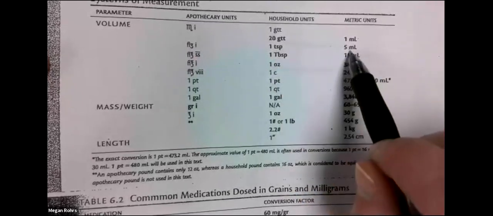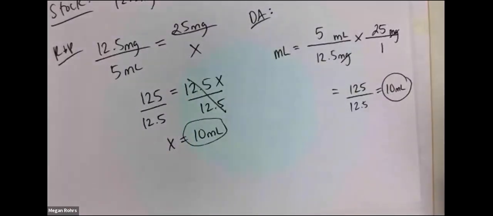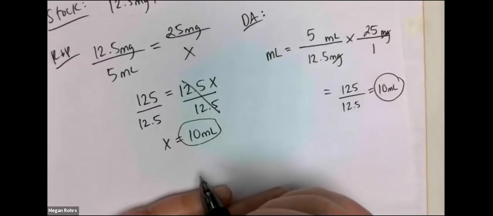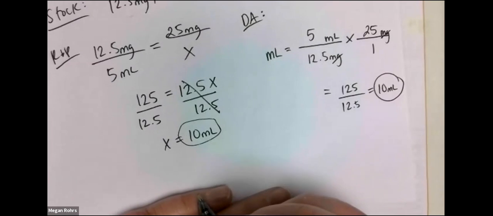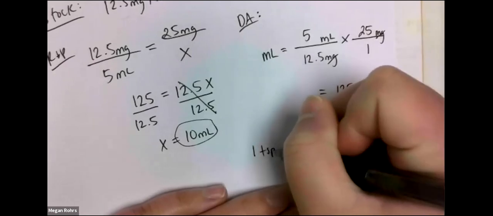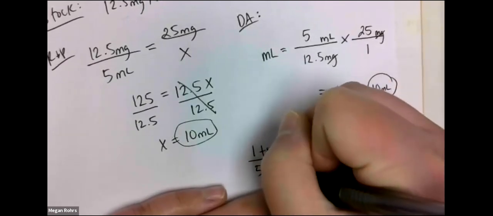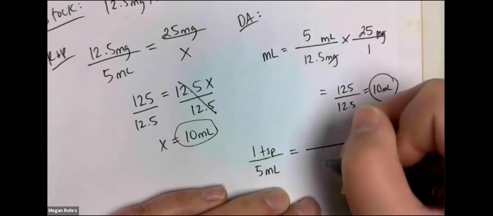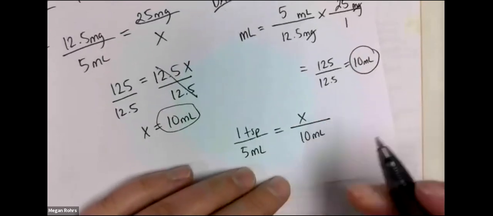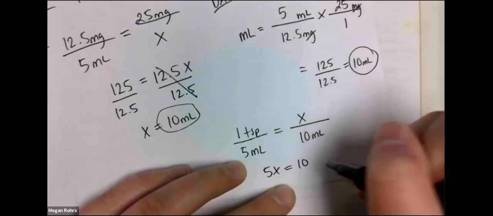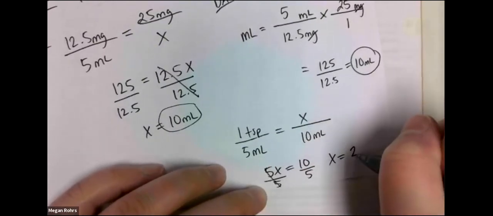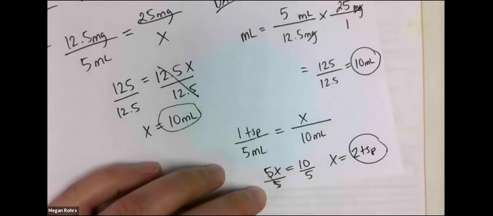So we see that 1 teaspoon is 5 mLs, which if you can see that in your head, that's perfectly fine. If 1 teaspoon is 5 mils, then 10 mils would be 2 teaspoons, right? But if you didn't see that, that's perfectly fine. Just use that conversion factor. We know that 1 teaspoon is 5 mils. So if we have 10 mils, how many teaspoons would that be? Well, 5x equals 10. So we could divide by 5, x equals 2 teaspoons.